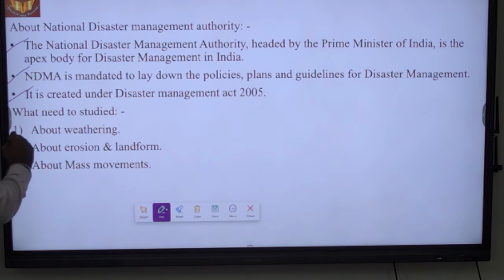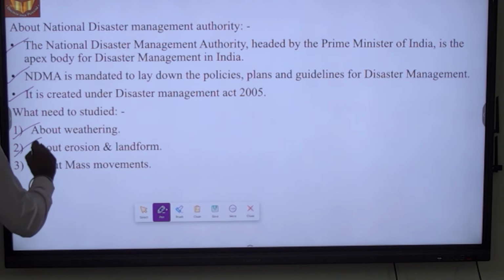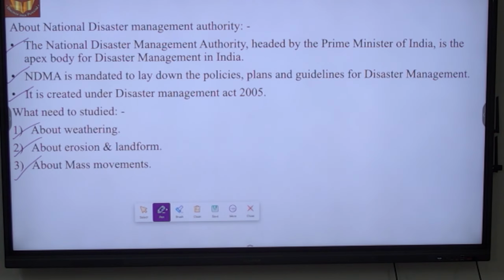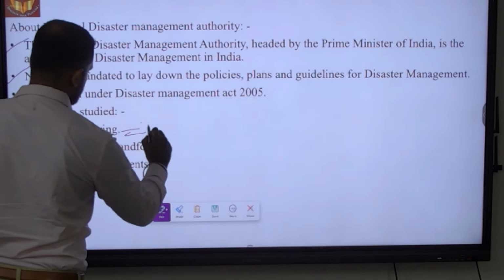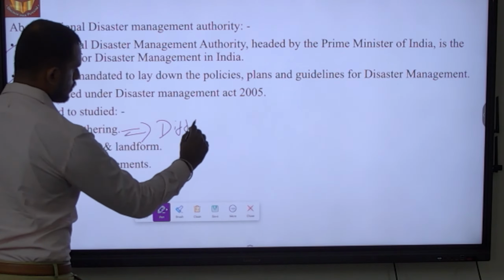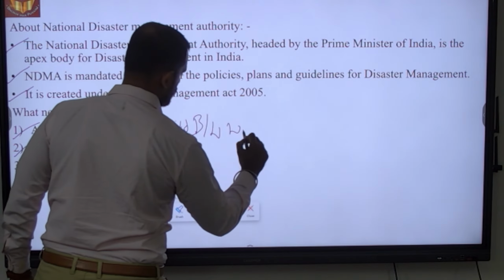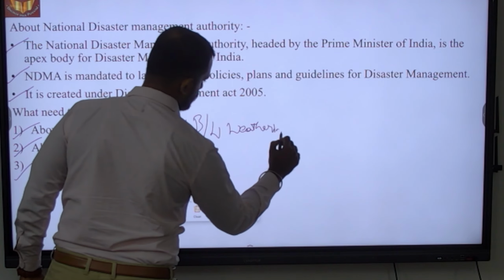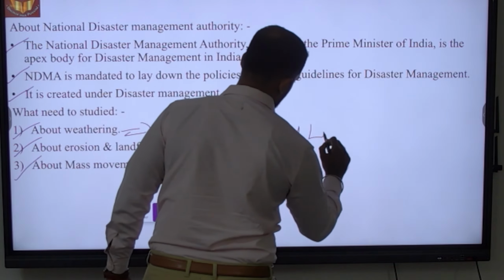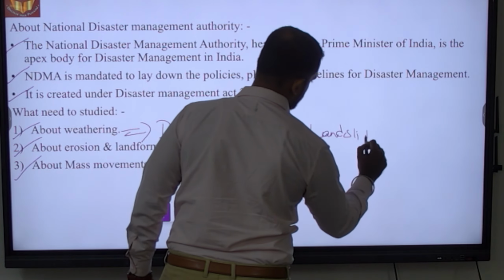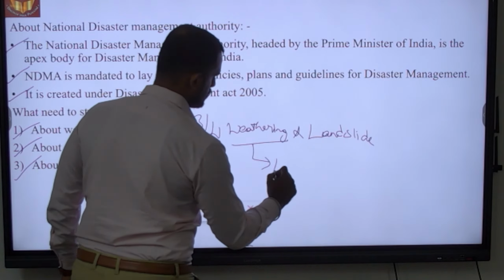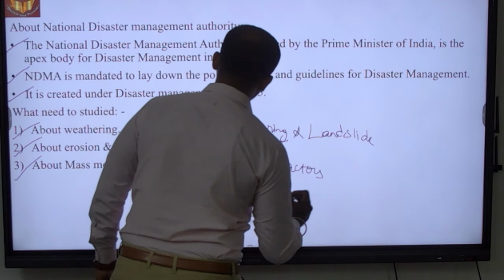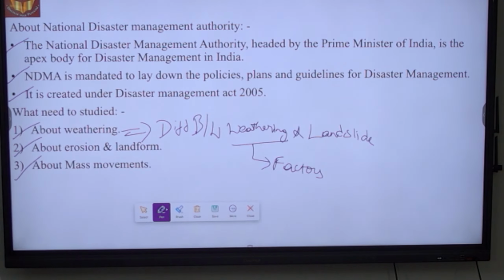Then apart from it, we also should know about weathering, erosion, as well as landforms, and mass movements apart from landslides, and also the difference between weathering and landslide. What are all the factors that cause weathering? These are all the things we need to know apart from the details and content of the news, so that we could have a holistic view about the news.